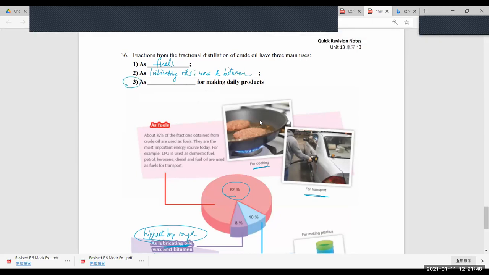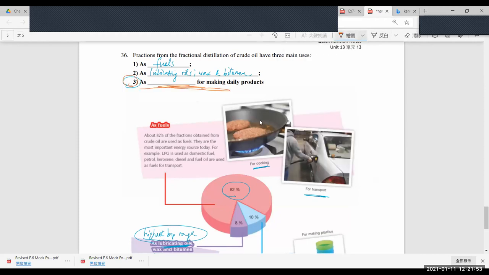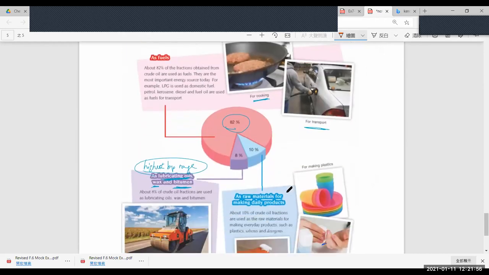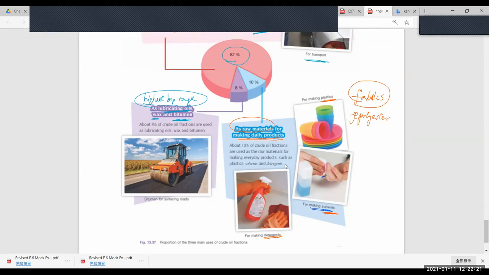And the most important item, which I would like to bridge to another lesson, is point number three. We have about 10% of it. It is used as a raw material for making daily petrochemical products, for example detergents, solvents, plastic, or even fabrics. For example, polyester. Now your school uniform, somebody would buy it as polyester. Do you know what that is?